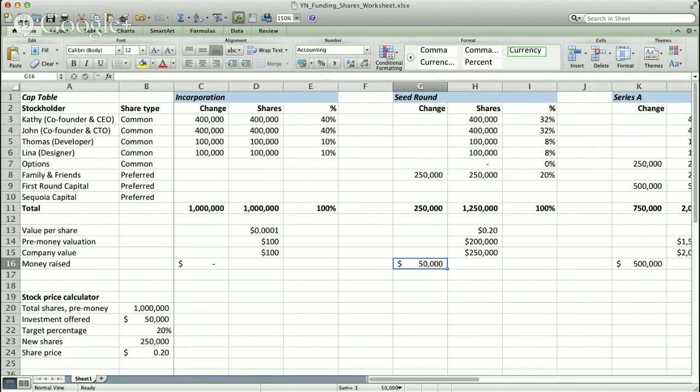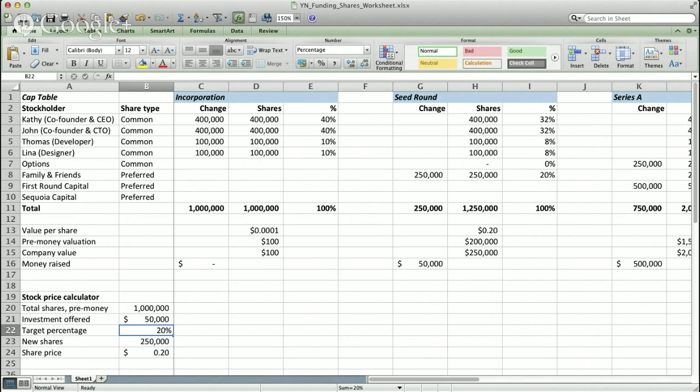So what we do here is a quick calculation that I'm showing you down in the bottom left corner as a stock price calculator. We say there are 1 million shares in the company pre-money, so before any money comes in. $50,000 is offered as investment. We want them to have a total of 20% after that investment happens. With this very simple calculation, we end up with 250,000 new shares that need to be issued. That brings the total number of shares to 1,250,000 shares. And of that, the 250,000 are now equivalent to 20%.